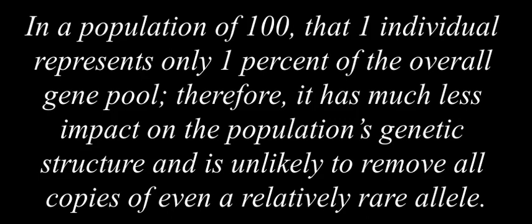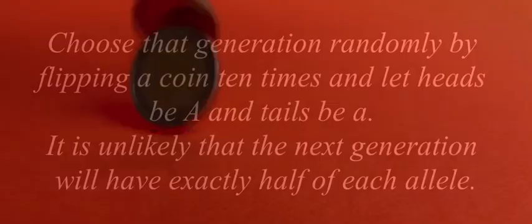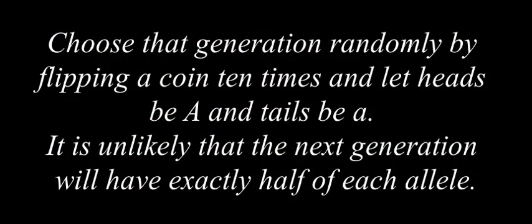Imagine a population of 10 individuals, half with allele capital A and half with allele lowercase a. The individuals are haploid. In a stable population, the next generation will also have 10 individuals. Choose that generation randomly by flipping a coin 10 times and let heads be capital A and tails be lowercase a. It is unlikely that the next generation will have exactly half of each allele.